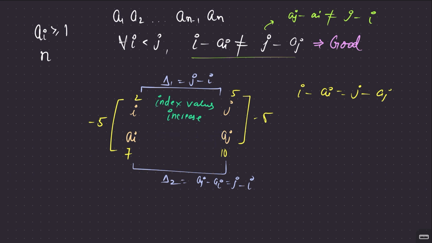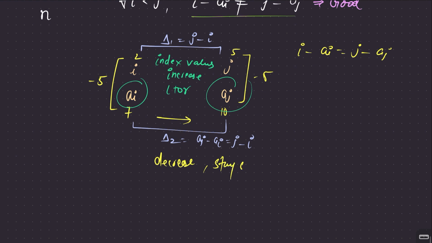In other words, ai doesn't increase, because when you go from left to right, the index value will always increase. If you can make sure this ai value doesn't increase, it can decrease or it can stay the same. It just doesn't have to increase. Then i minus ai will never be equal to j minus aj. So you just have to make sure the values either decrease or stay the same. If you can ensure this, then definitely i minus ai will not be equal to j minus aj.